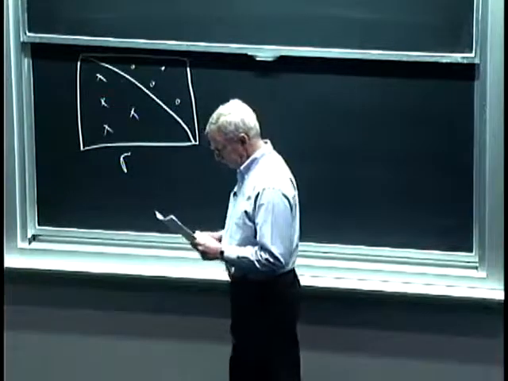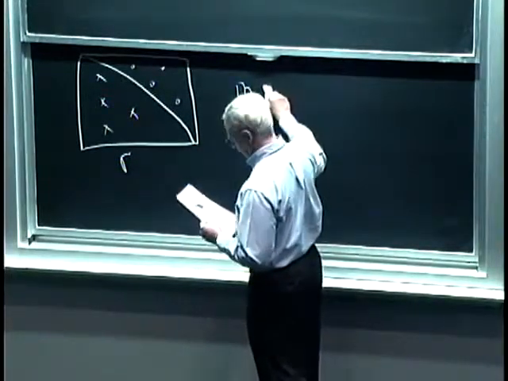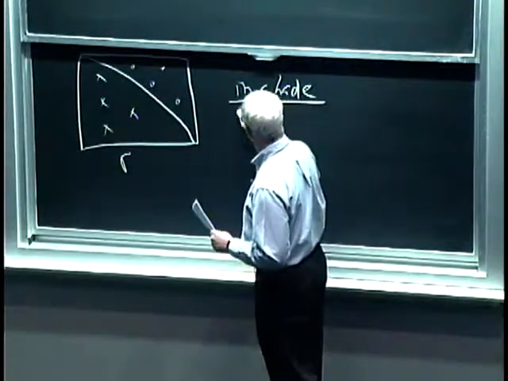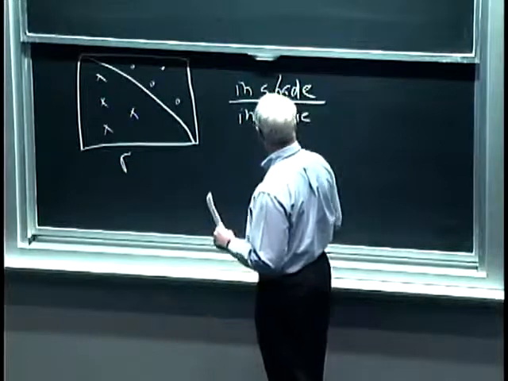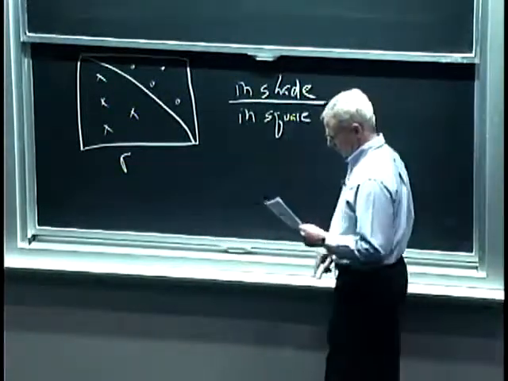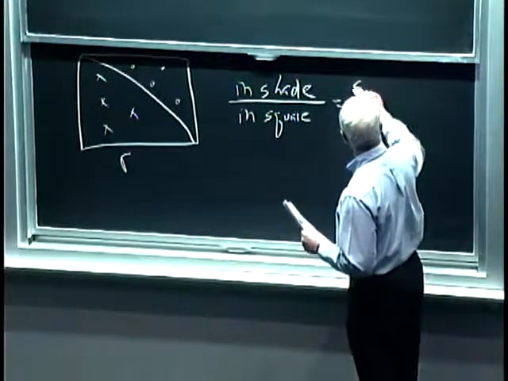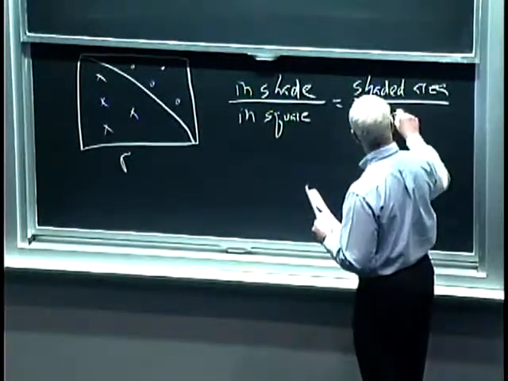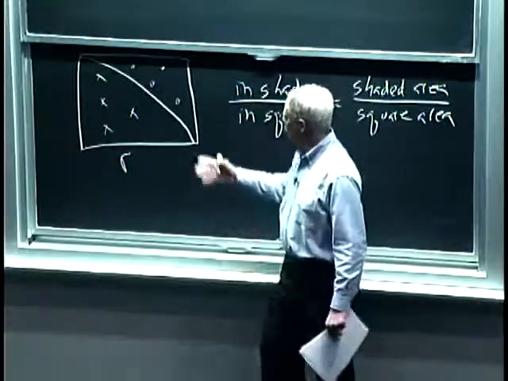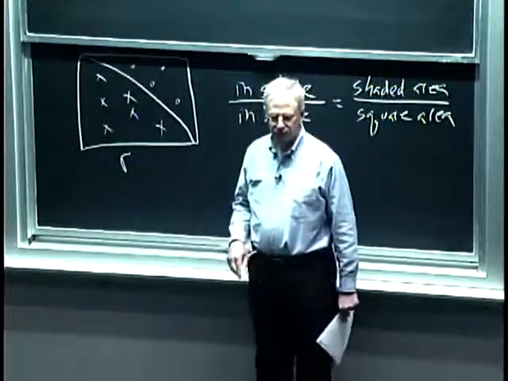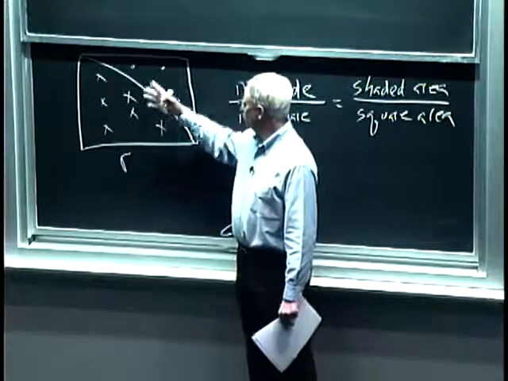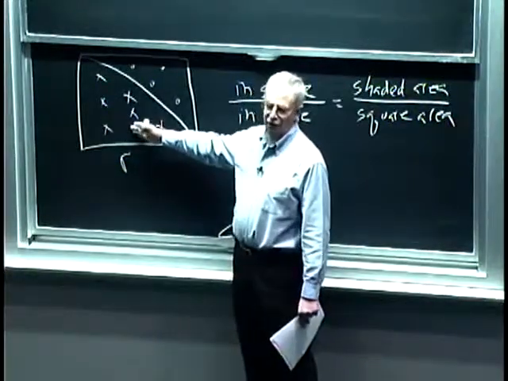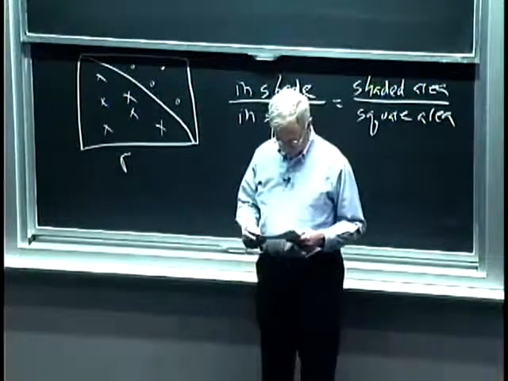And then we can look at the ratio of the darts in the shaded area divided by the total number of darts in the square. And that's equal to the shaded area divided by the area of the square. The notion being if they're landing at random in these places, the proportion here and not here will depend upon the relative areas. And that certainly makes sense. If this were half the area of the square, then you'd expect half the darts to land in here.